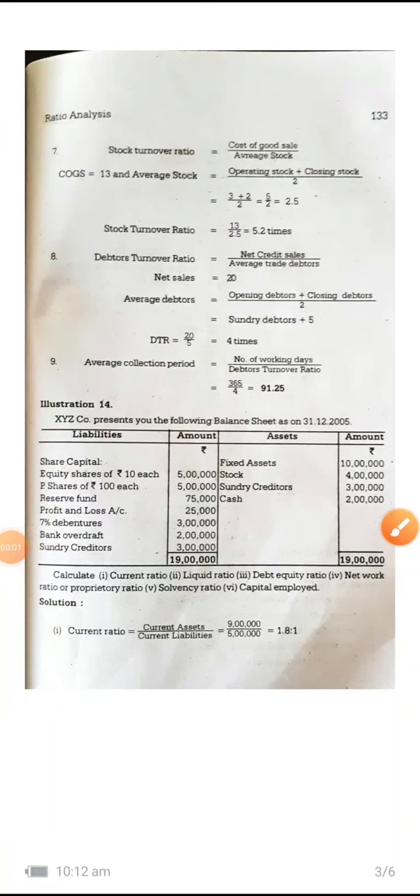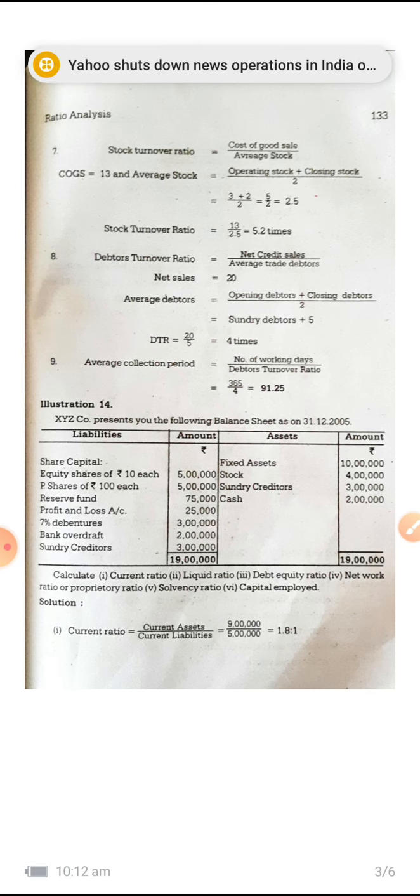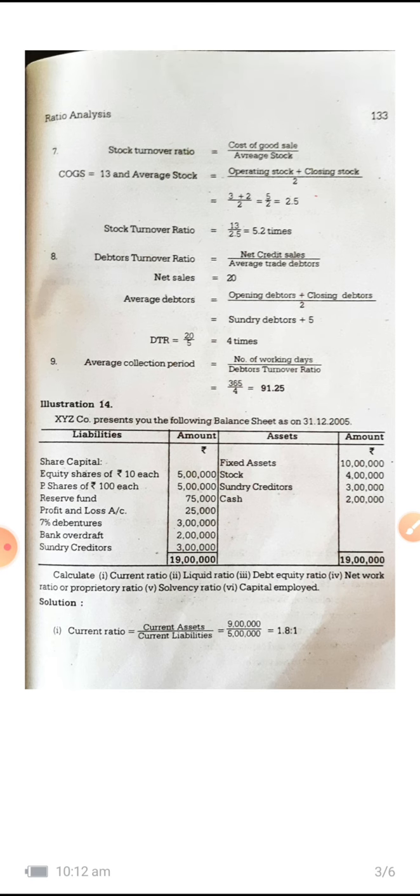Hello students, today I will be explaining the next problem, that is the 14th problem. I'll read out the problem. As I have explained earlier, you have to learn the formulas by heart, then only you can solve the ratios. In the problem they have given which ratios are to be calculated.